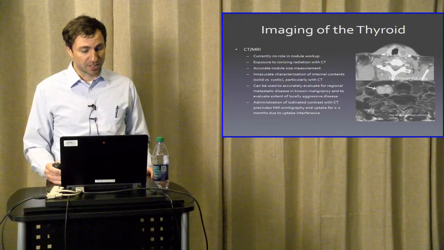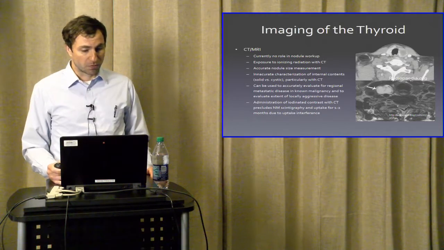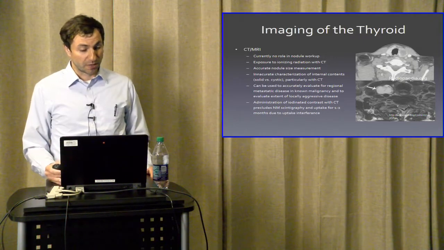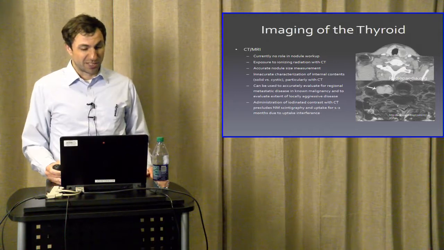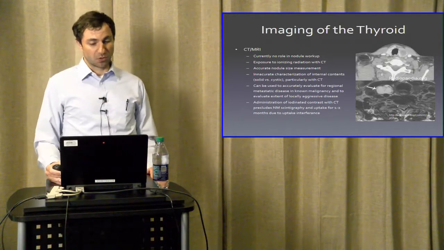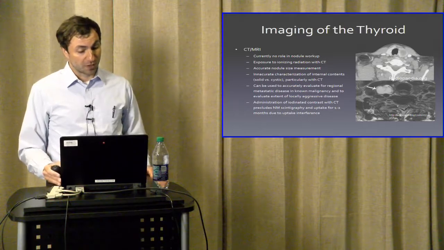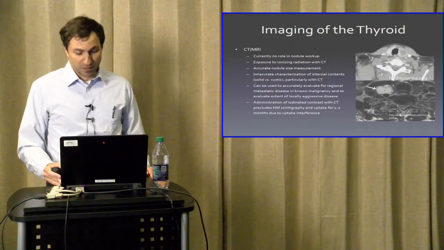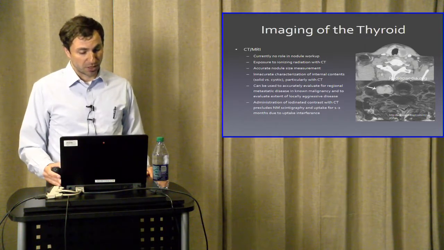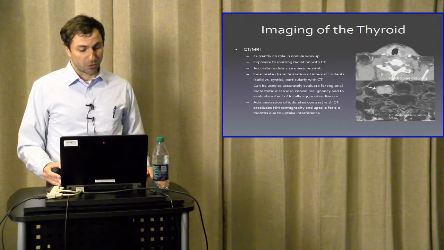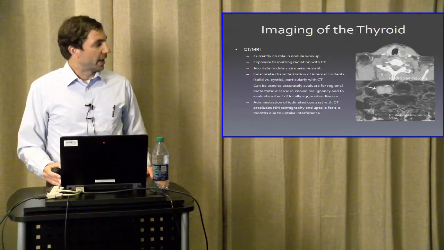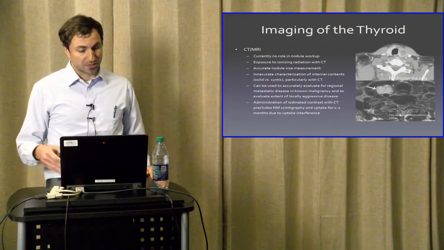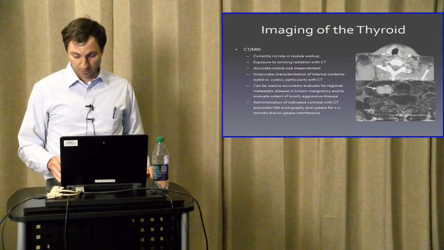So we see a lot of these on CT and MRI, but there's really no role for CT or MRI in the nodule workup. There's exposure to ionizing radiation. While we can accurately measure the size, it's relatively inaccurate for characterization of the internal contents. We can definitely see abnormal lymph nodes in the neck. And just an aside, administration of contrast does preclude further workup or imaging with scintigraphy. And if the patient were to need iodine therapies such as iodine-131, recent administration of IV contrast can preclude that as well.